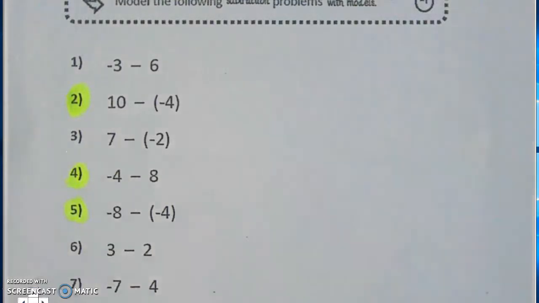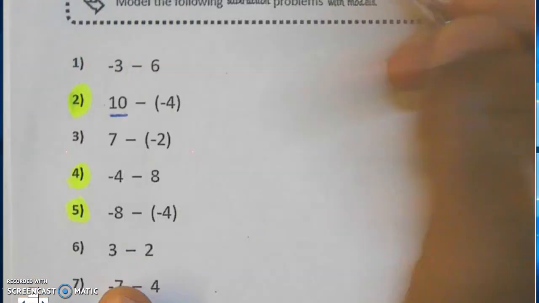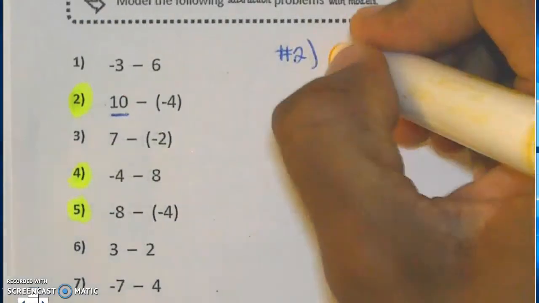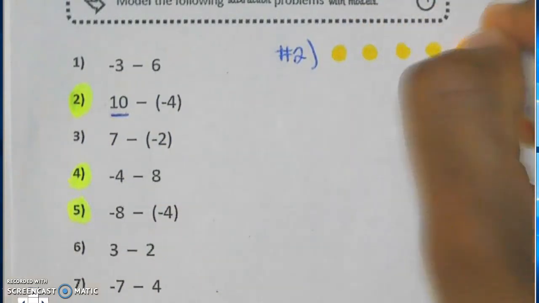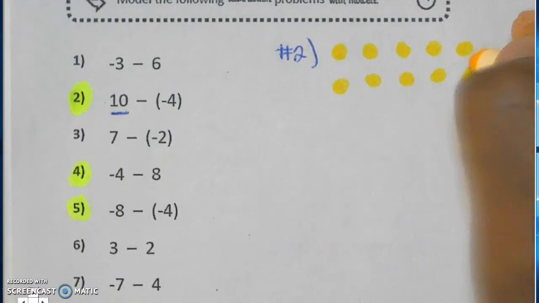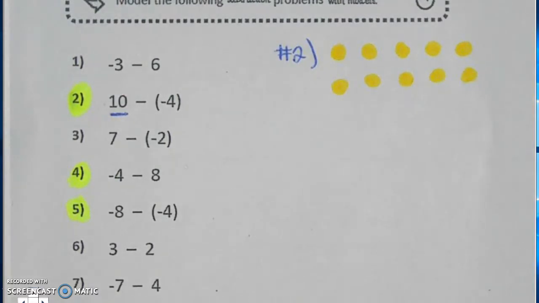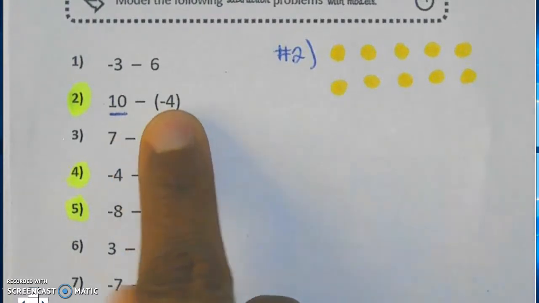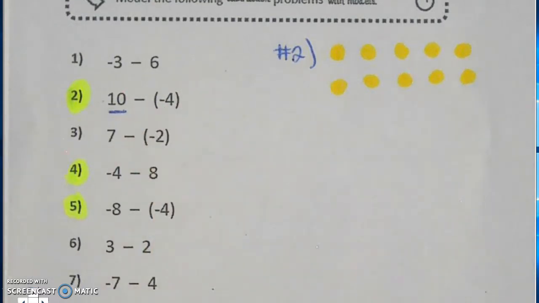So I'm going to start by modeling my positive 10. You can do yellow or red dots. If you don't have yellow or red at home, you can always do just positive and negative circles or signs. So I have a positive 10 here, and I need to subtract a negative 4. But I don't have a negative 4 to subtract. What can I do to get 4 reds that I can subtract?